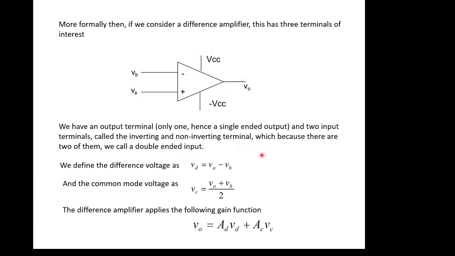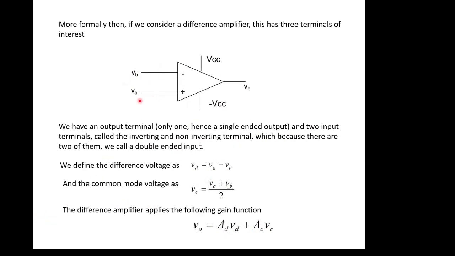And you can define the difference voltage formally, mathematically, as the difference VA minus VB, the difference between these 2 terminals. We can then define the common mode voltage as the sum of VA plus VB divided by 2, so it's the average between these 2 effectively. And the difference amplifier tries to implement this equation: whatever the difference gain factor is multiplied by the difference voltage, plus whatever the common mode gain factor is multiplied by the common mode voltage.